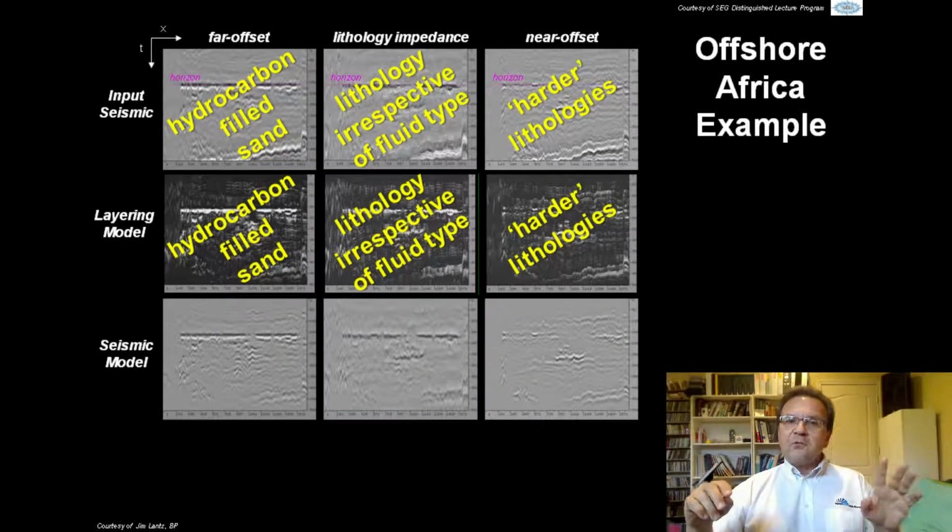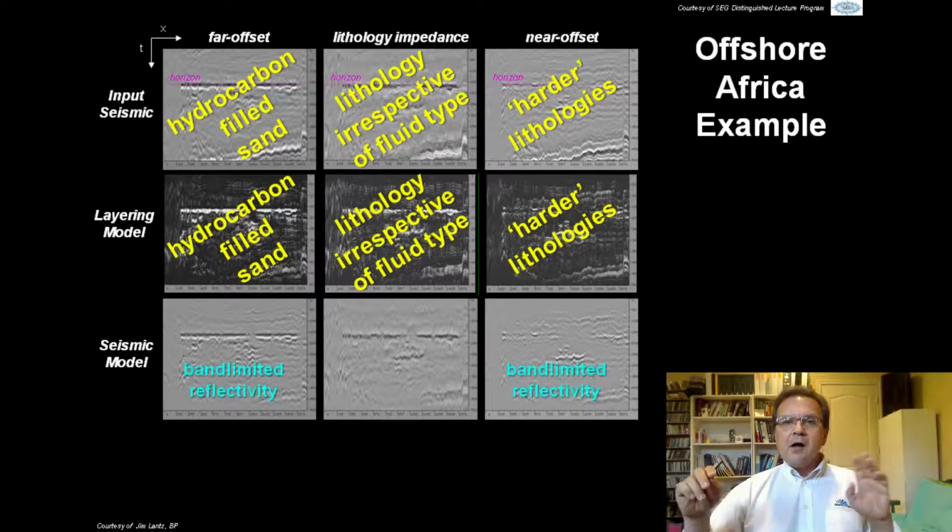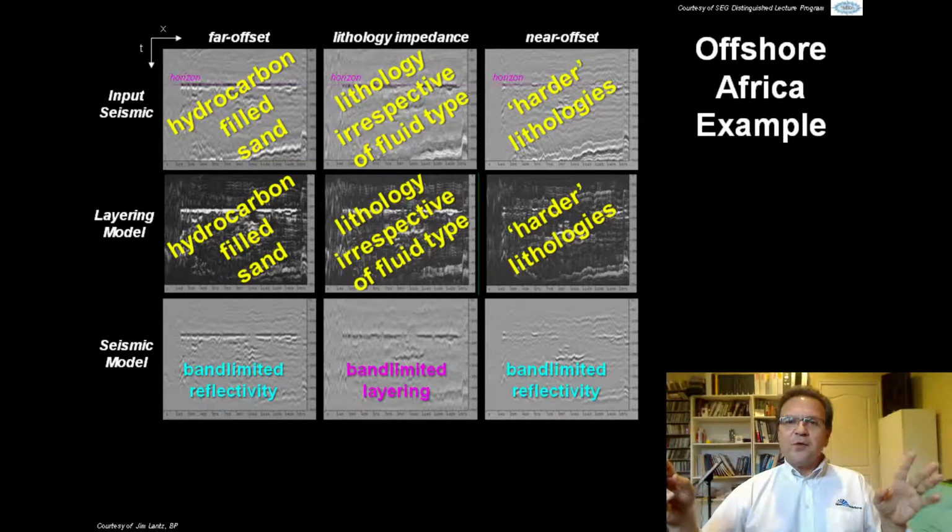Seismic models derived from the layering solutions are shown in the third row. For the far offset and near offset cases, these models are the band-limited reflectivity versions of the layering. For the lithology impedance case, the seismic model is simply a band-limited version of the layering.